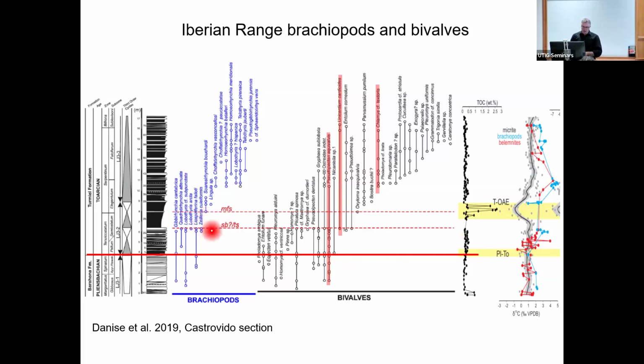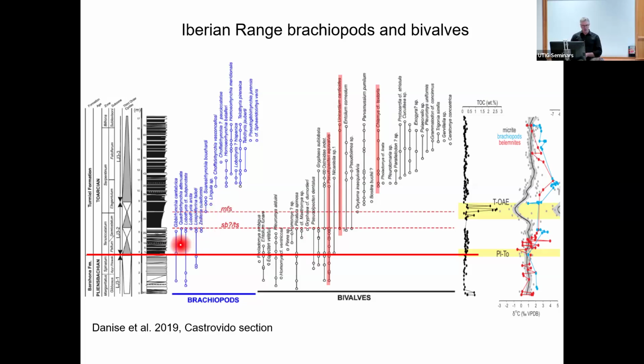But what you can see in these ranges here, if you look at the bivalve ranges, is that there isn't any obvious extinction or associated recovery here. So the bivalves appear to pass through from the late Pliensbachian into the Toarcian without any major perturbation. Yeah, there's a change in species here, but that's what you'd expect in any section that's not being affected by any huge environmental perturbation. So that's the bivalves.